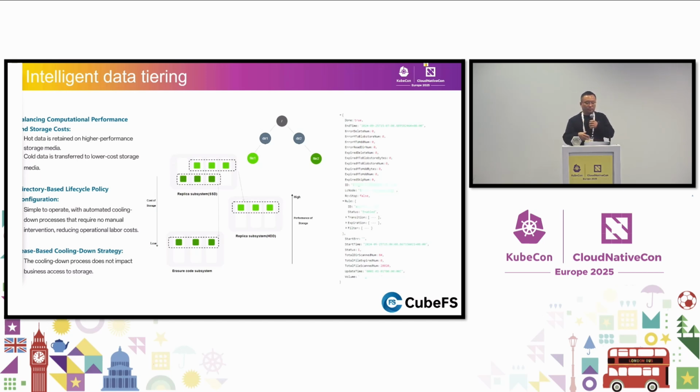The best way is to utilize the high performance media to alleviate the writing pressure and support the hot data reading, and migrate the cold data to lower cost storage media. That is intelligent data tiering. There are several main technical points. The first one is the life cycle system, which is fulfilled by the LC node module of CubeFS.